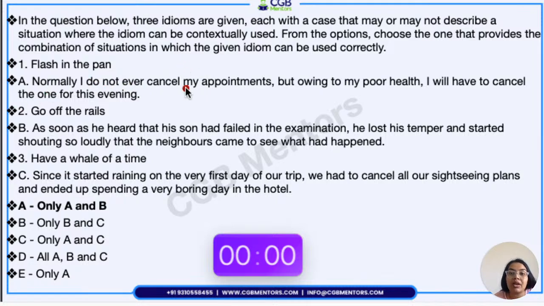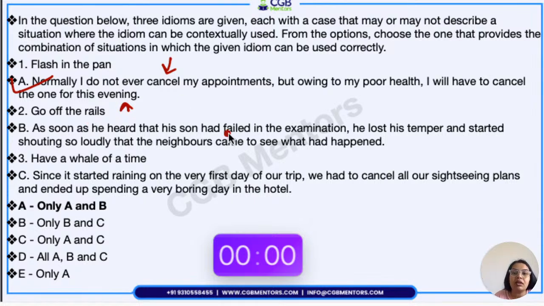Normally I do not ever cancel my appointment, but owing to my poor health I will have to cancel the one for this evening. Okay, so normally मैं तो नहीं करती, हमेशा successful होती हूँ. Whatever I do it. But here लंबे term में I cannot because of my poor health, so I can go ahead with it. Going off the rails is somebody started behaving, reacting in a very unacceptable manner, wild manner.